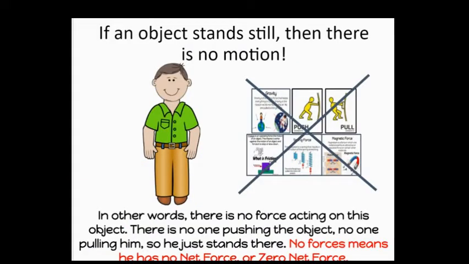If an object stands still, then there is no motion. In other words, there is no force acting on this object. There's no one pushing the object, no one pulling him. So he just stands there. No force means he has no net force, or zero net force.